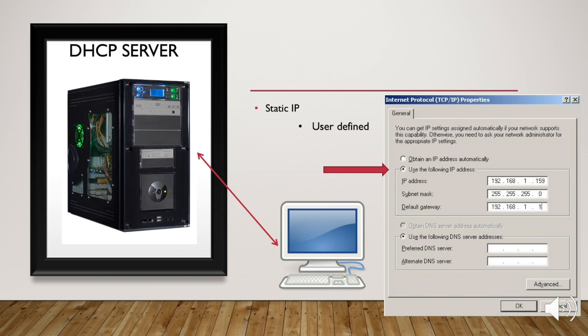Also, when you manually assign the IP address, you must define the subnet and the default gateway. Once you click on OK, the client will communicate with the server to authenticate the IP. As long as no other device on the network has the same IP address, the client will be connected to the rest of the network.